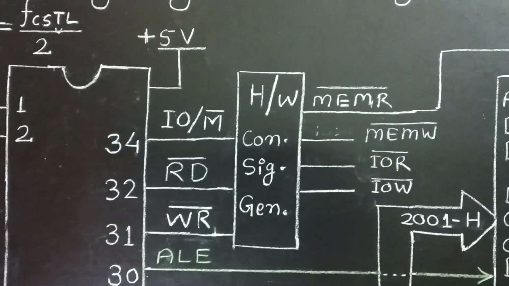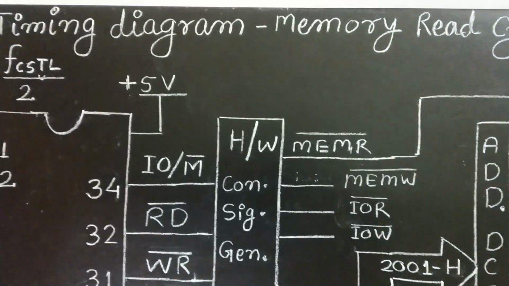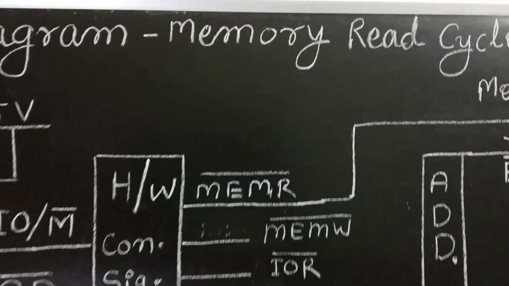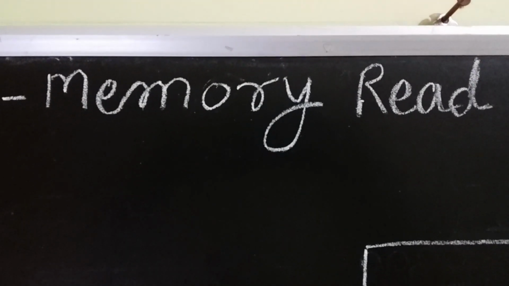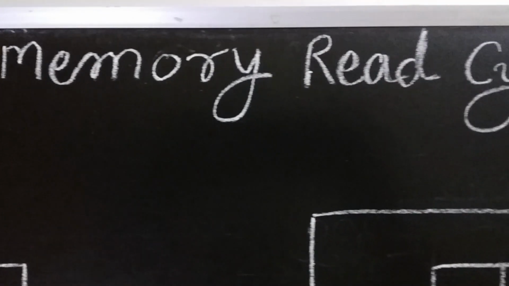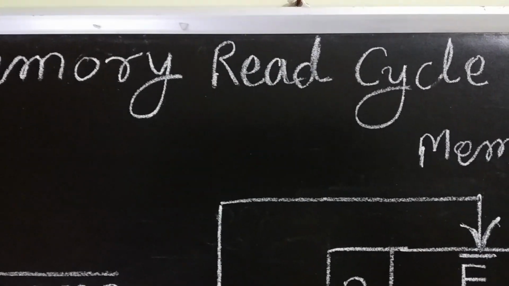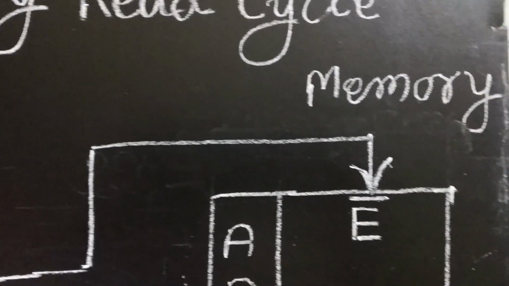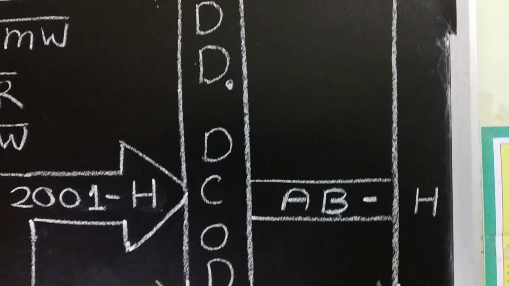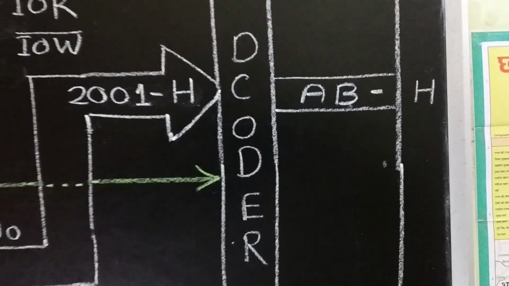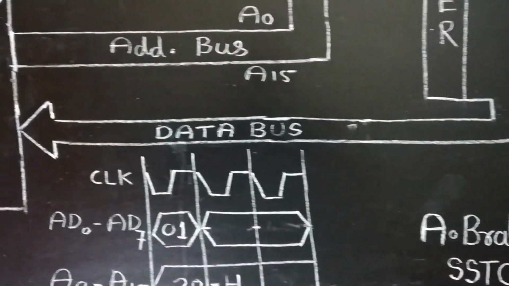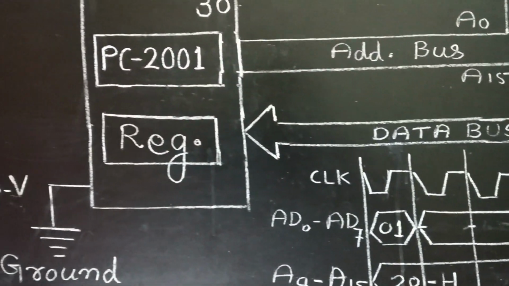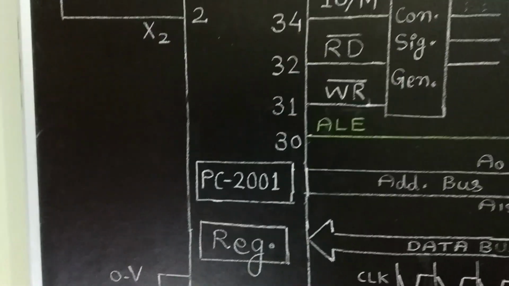Now, today we will understand the memory read cycle. First we will see how data located in a memory location can be transferred to the microprocessor via the data bus.